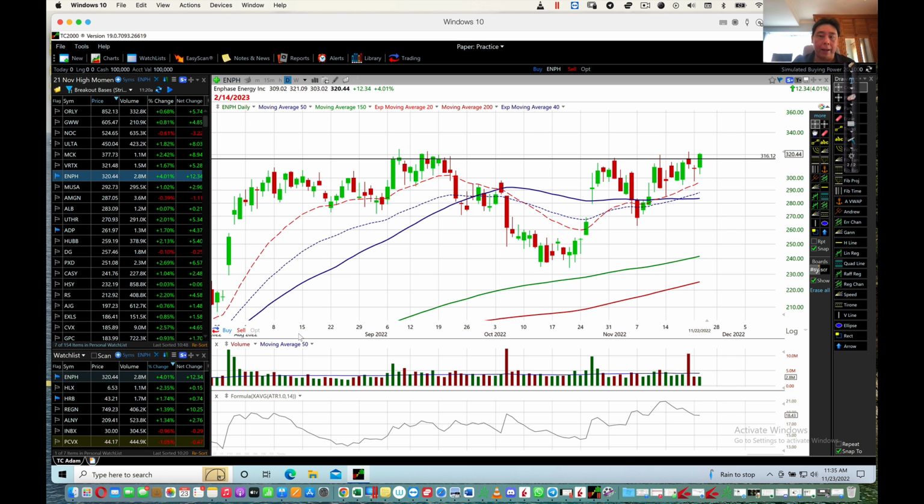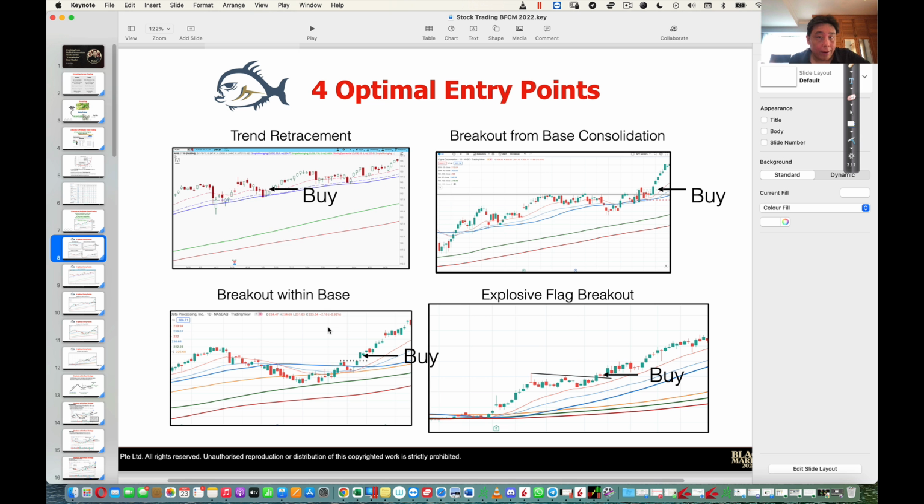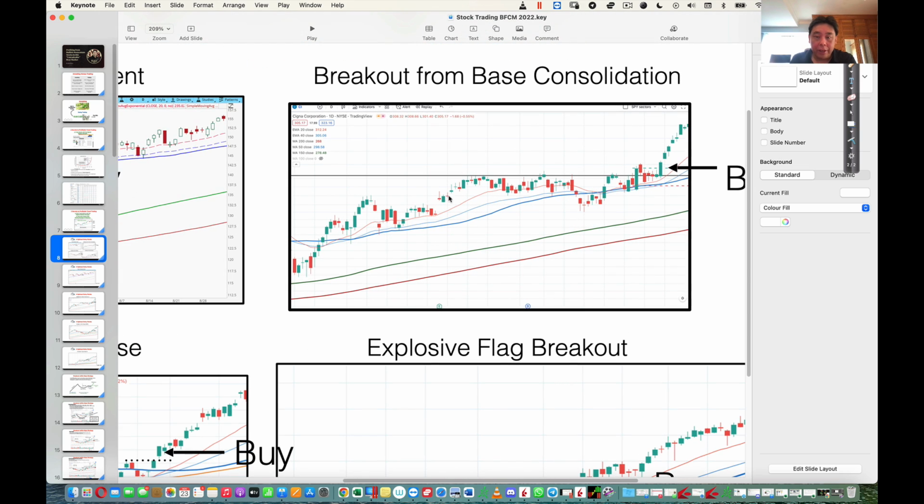Do you see the pattern? Is this a trend retracement pattern? Is this a breakout from base consolidation pattern? Is this a breakout within base pattern? Or is this an explosive flag breakout pattern? Which one? That's right, it's a breakout from base consolidation pattern. It is this pattern that you see over there, all right?